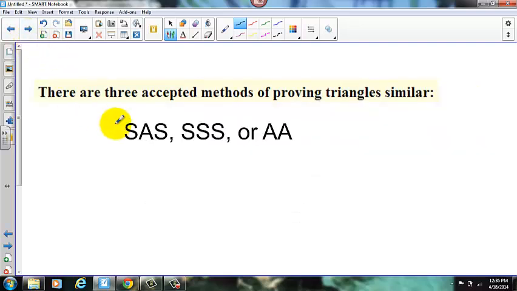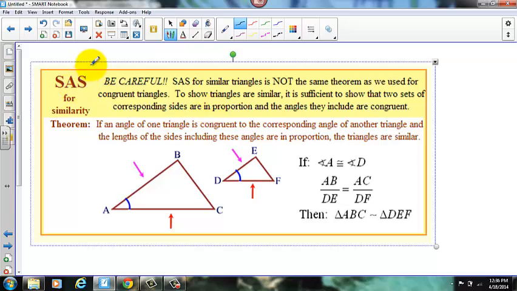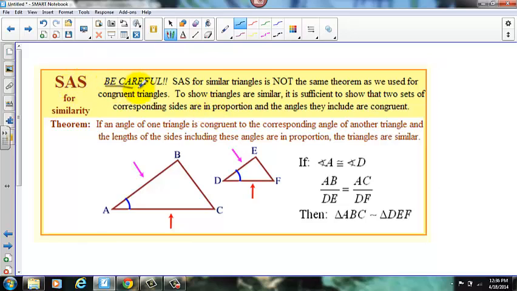There are three methods to prove that two triangles are similar. We could use side, angle, side; side, side, side; or angle, angle. Today we're going to be doing side, angle, side. Now the main thing is to be careful. Side, angle, side for similar triangles is not the same theorem as we used for congruent triangles. To show triangles are similar, it is sufficient to show that the two sets of corresponding sides, so AB and DE, and AC and DF, are in proportion, and the angles included between those two sides are congruent.